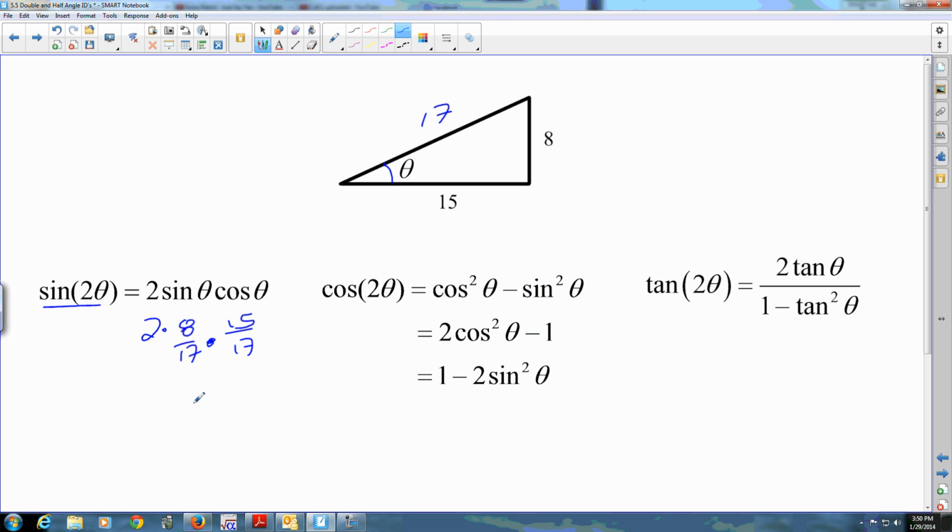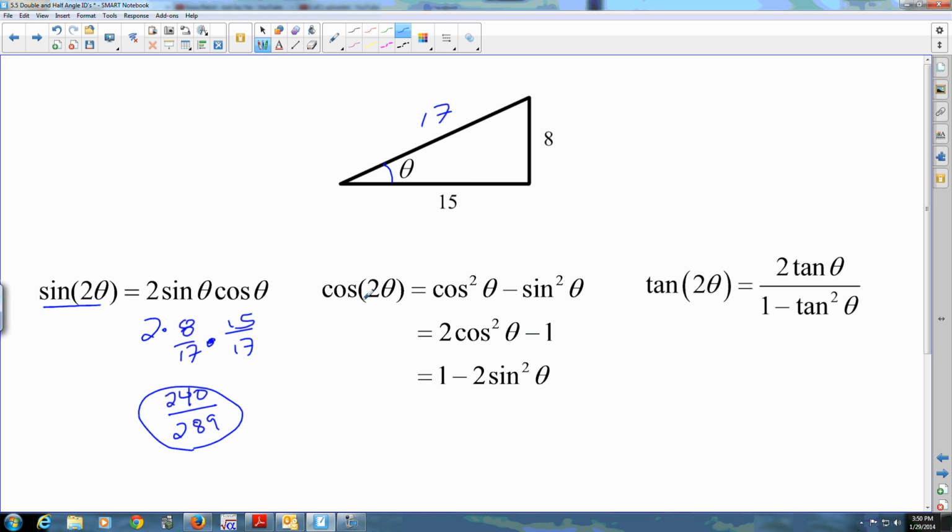2 times 8 times 15 is 240, I believe. And then 17 squared, I forgot already, 17 squared, 289. Okay? And you're done. That would be your answer. Okay? It's not going to reduce because the numbers on top have nothing in common with 17 squared, so it's not going to go anywhere.